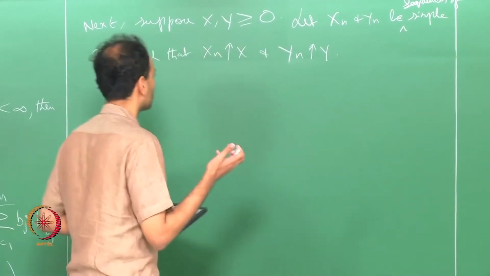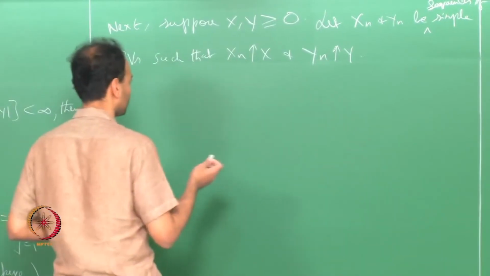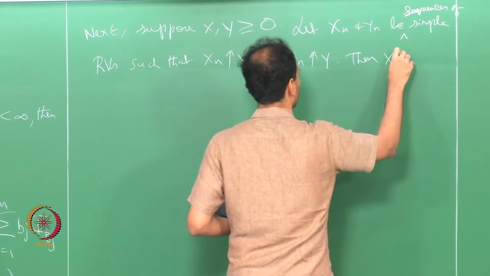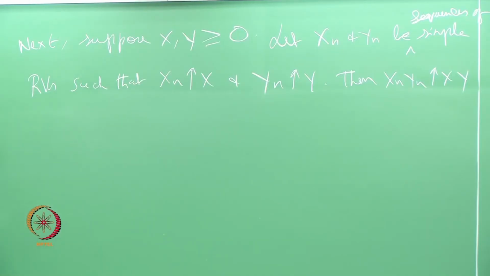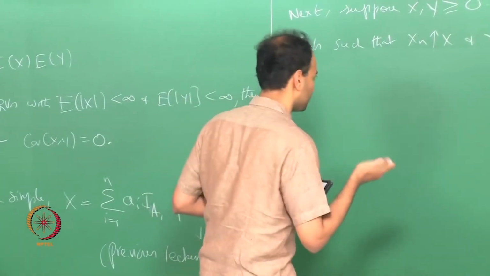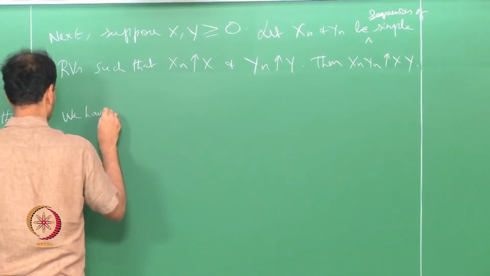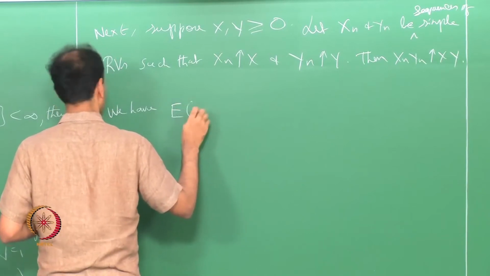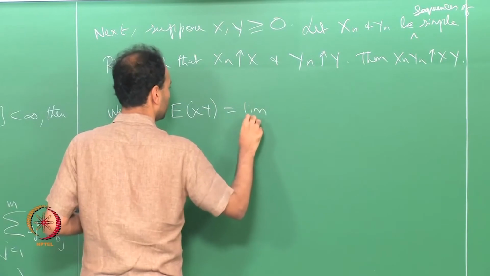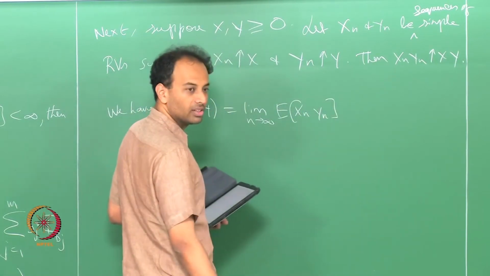We can explicitly find such an approximation from below. I am obviously heading towards an application of the monotone convergence theorem. Obviously then x_n y_n increases to xy. They are all non-negative and increasing, so x_n y_n is also increasing and it approaches xy. We have expectation of xy equal to the limit as n tends to infinity of expectation of x_n y_n, by MCT.